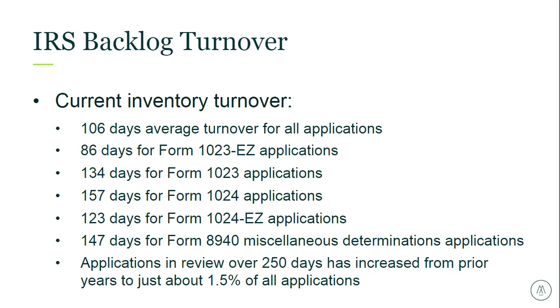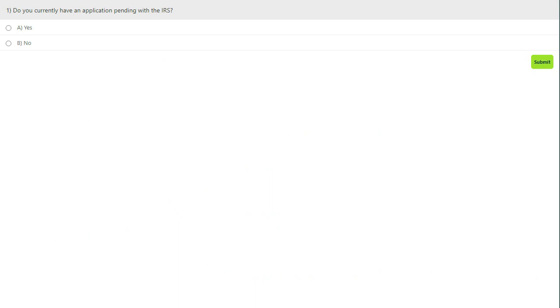All right. At this point, we're at our first polling question out of 4. So Amy, I'm going to turn it over to you for our first polling question. All right, so the question is, do you currently have an application pending with the IRS? A, yes, or B, no? And we will give you a few moments to respond. To respond, please click the button next to the answer you choose and hit submit. If you cannot see the submit button, you may need to enlarge the slide area so that you can see it.